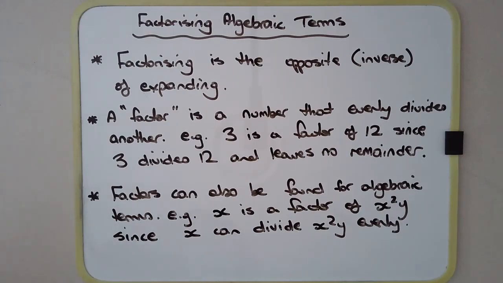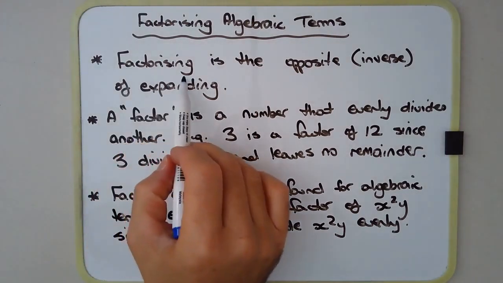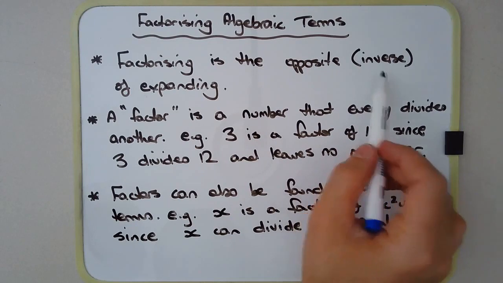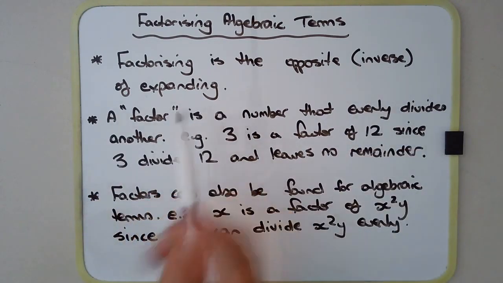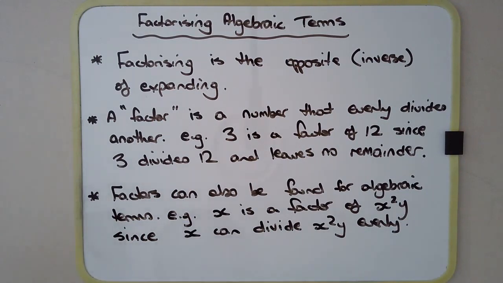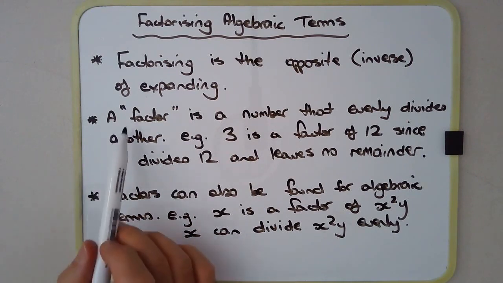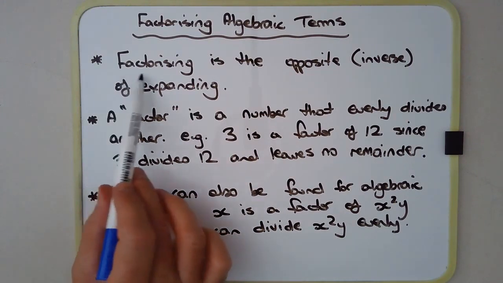Alright, let's go through some of these points for the lesson on factorising algebraic terms. The word factorising is really the opposite, or inverse, of expanding. We talk about expanding as removing the brackets. Eventually we're going to look at how factorising works to bring the brackets back in, but we'll worry about that later on. For the time being, let's just focus on the word factorising and the word factor.